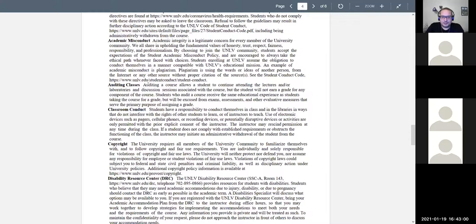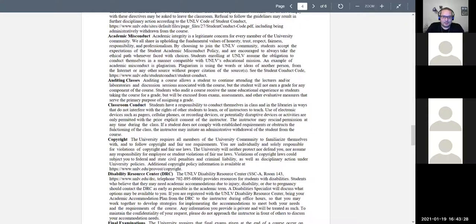Auditing classes. If you're auditing a course, that is a possibility for students to participate in the class, but at the end of the semester, you won't be receiving a grade. So it's kind of like learning the material without the pressure of getting a grade. You can still come to the classes, take notes, take the exams, but you will not receive a grade. So that's what auditing is.